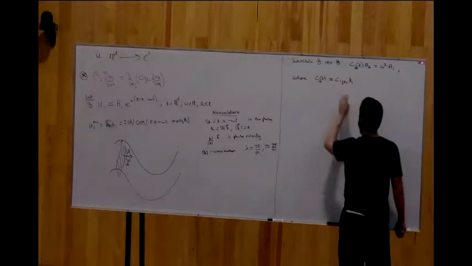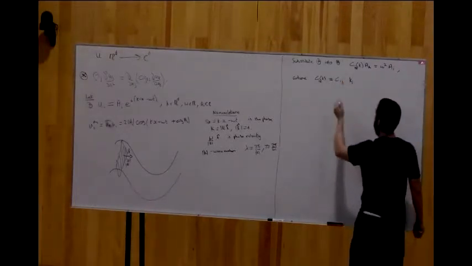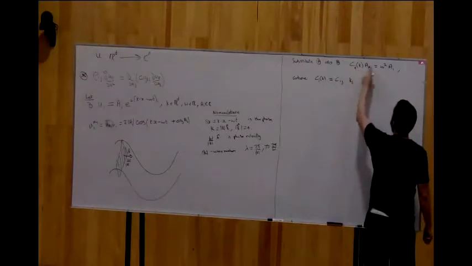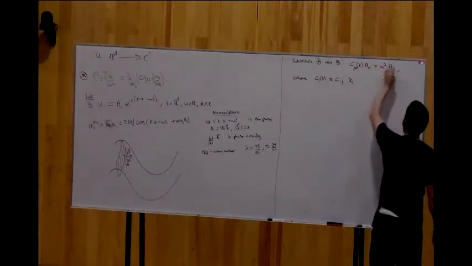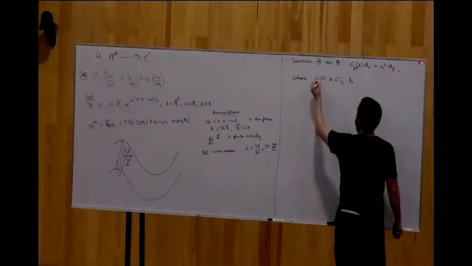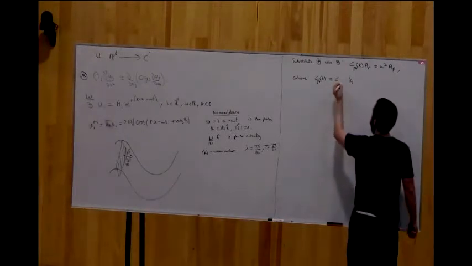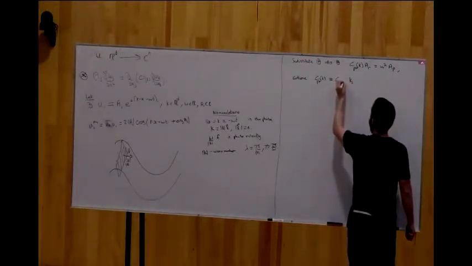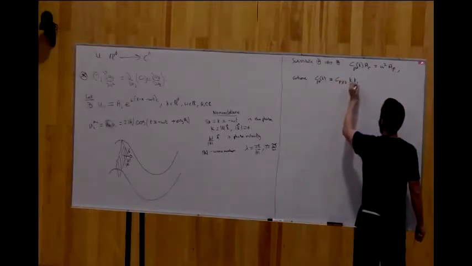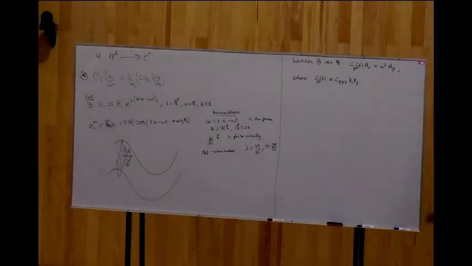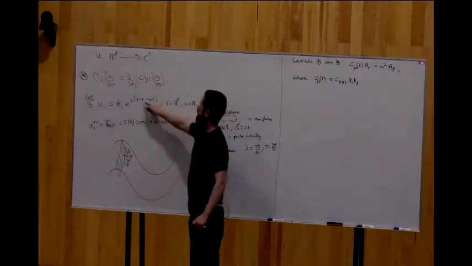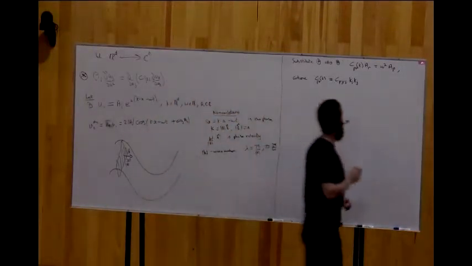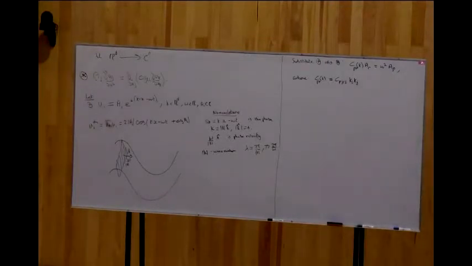My subscripts are not good here, because I have too many Ks. Sorry. Let me just think of something else. P, R, R. So you just substitute this in, and all the partial derivatives with respect to x are replaced by k, and partial derivatives in time are replaced by omega. And you end up with a simple algebraic equation, which is an eigenvalue problem.